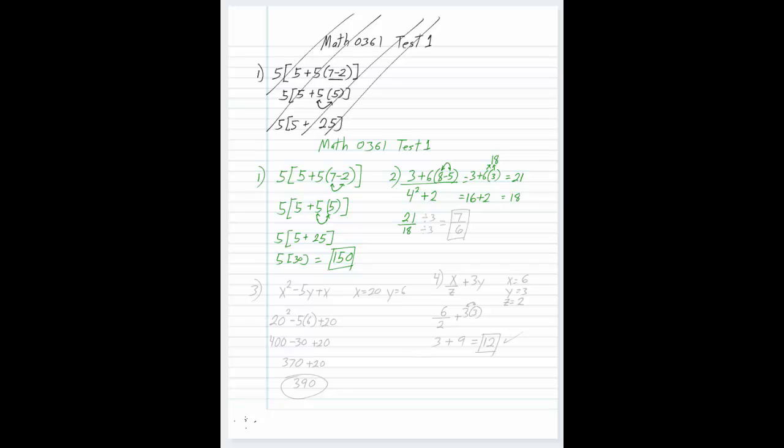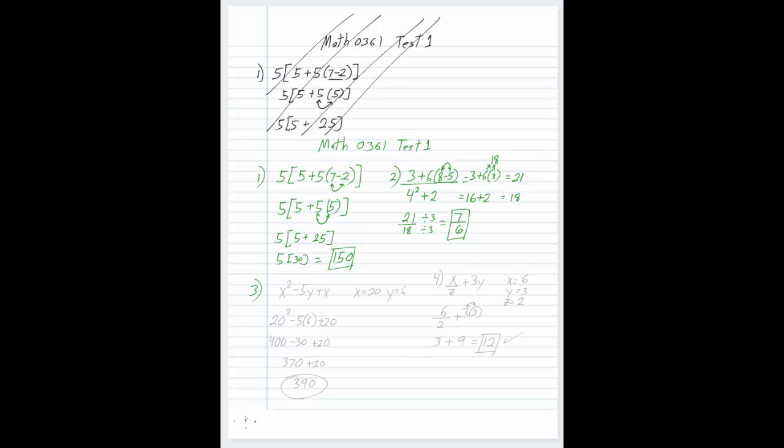However, we can simplify this. Notice something interesting about 21 and 18. You can divide both of those numbers by 3 evenly. 21 divided by 3 is 7. 18 divided by 3 is 6. So 7 over 6 is our answer.